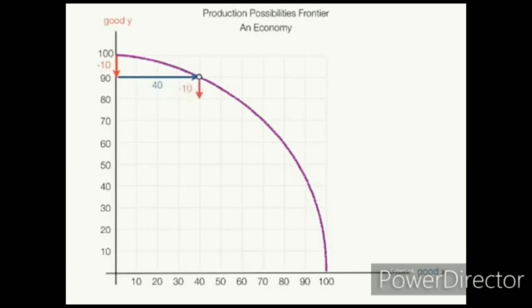Now if the economy shifts again, gives up 10, and it moves to this new level of production, what you can see is it got less than 40 X, but it still had to give up 10 units of Y. We call this the law of increasing relative cost. And if we continue on, each time the economy gives up 10, it gets less and less X.